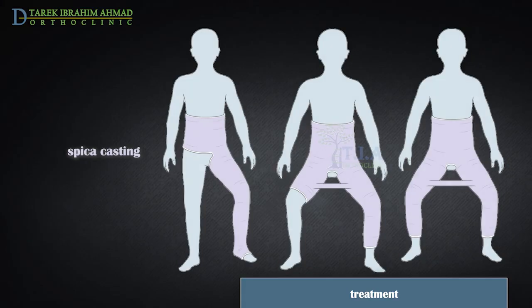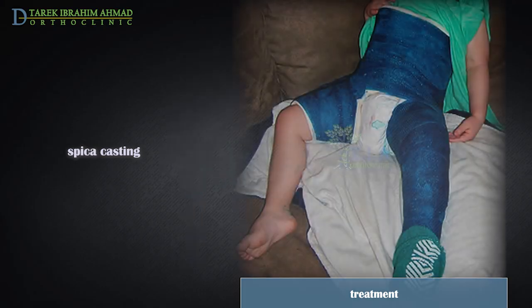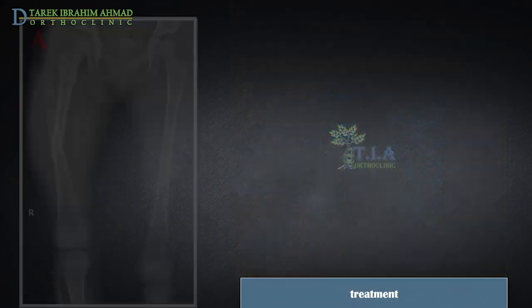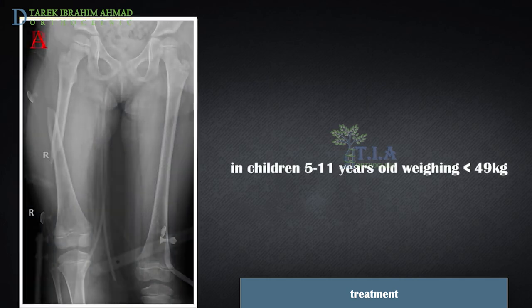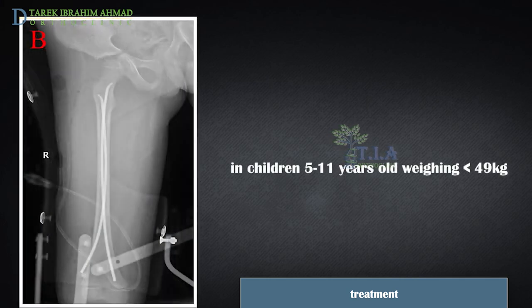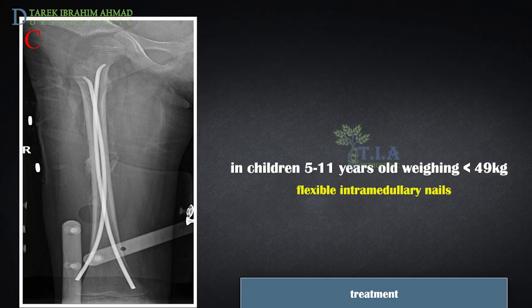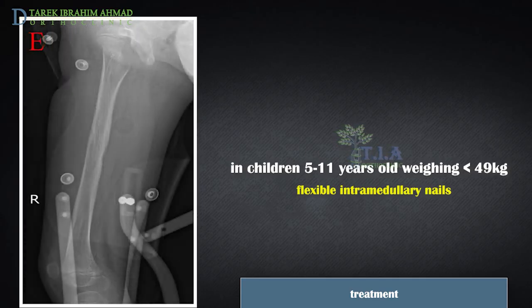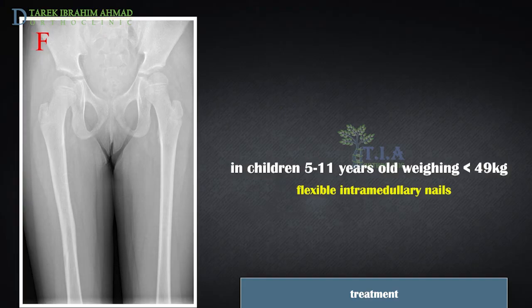A spica cast begins at the chest and extends all the way down the fractured leg. The cast may also extend down the uninjured leg, or stop at the knee or hip. Children remain in the spica cast for a period ranging from 4 to 8 weeks. In children 6 to 10 years of age, closed reduction and flexible intramedullary rod fixation are the treatments of choice in stable fracture patterns and weighing less than 50 kilograms.